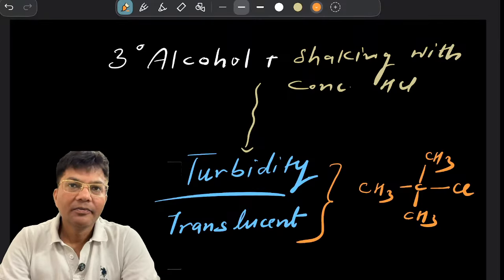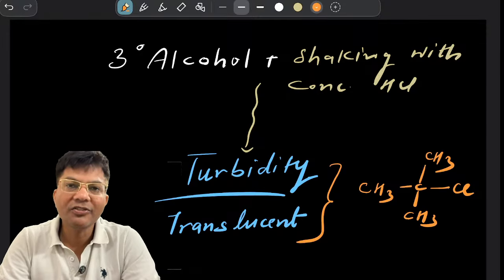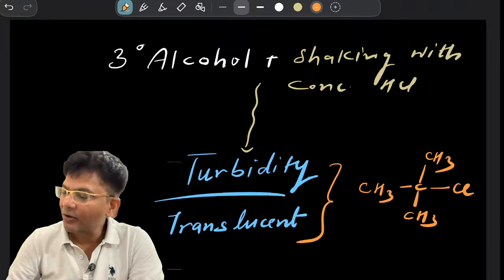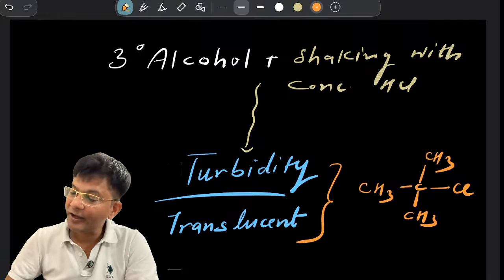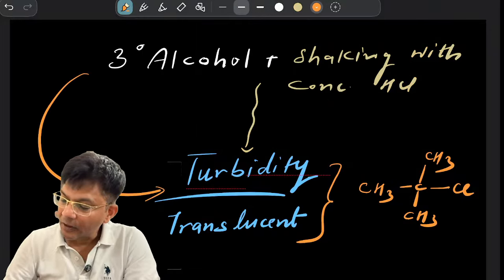Eating, drinking, touching is not allowed. Only seeing, or you can smell it a little bit, that is allowed. That means your alcohol got converted into chloroalkane. So either you shake with HCl or you simply react with Lucas reagent.